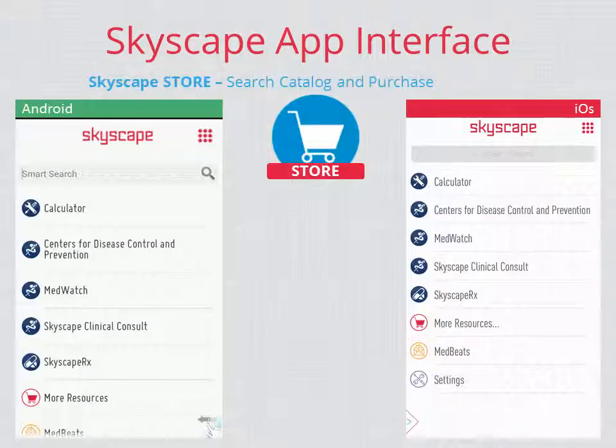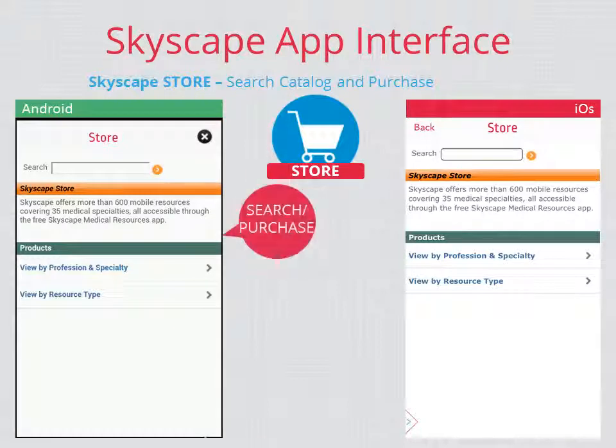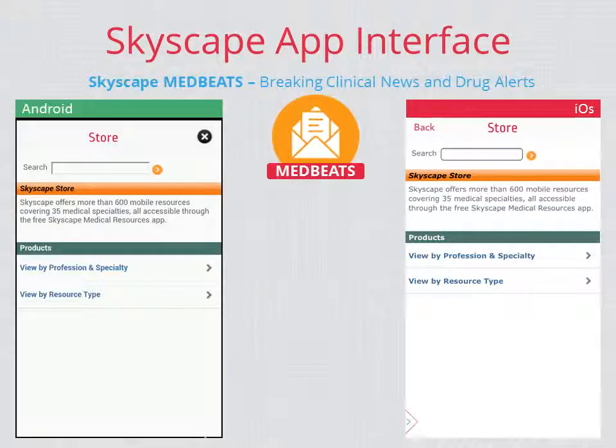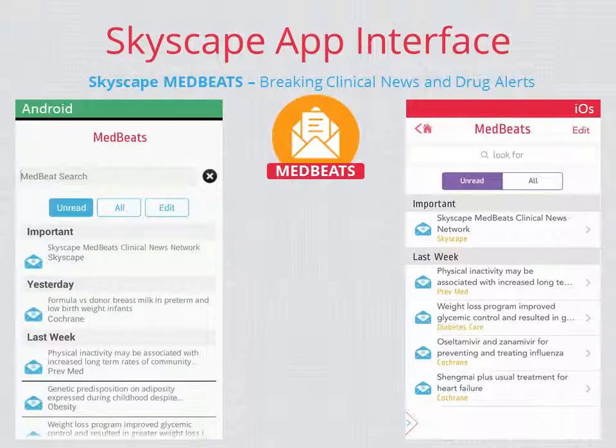The next item you can access from the Skyscape menu is the Skyscape Store. The Skyscape Store will allow you to search the Skyscape catalog and view what you already own. Skyscape offers a variety of resources from study guides to lab manuals. MedBeats provide breaking clinical news and drug alerts. You will also have access to new research, clinical trials, journal abstracts, CDC spotlights, all catered to your specialty.